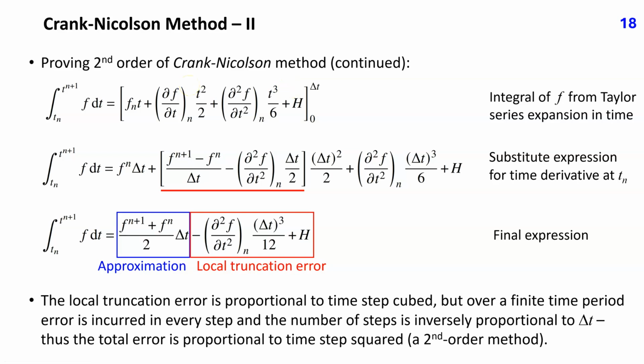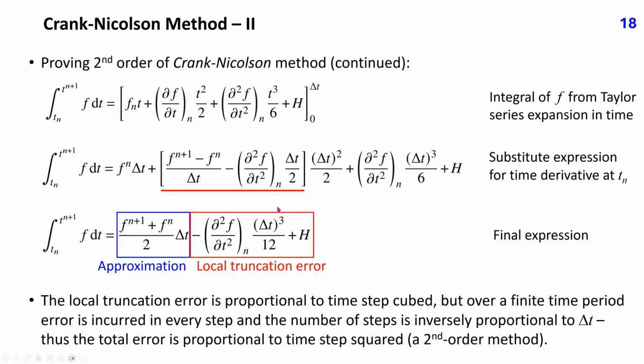We then substitute for the first derivative of f with respect to time the expression derived at the end of the previous slide. After sorting all terms out, we obtain the following expression. The blue frame part is the Crank-Nicolson approximation. The red frame part is the local truncation error, which is proportional to the time step cubed.